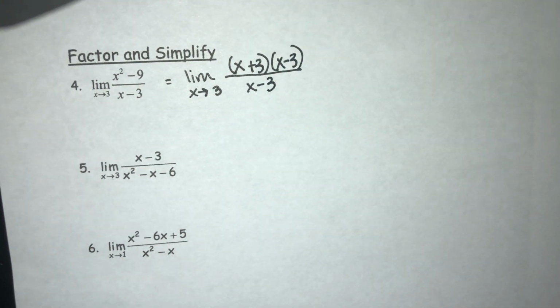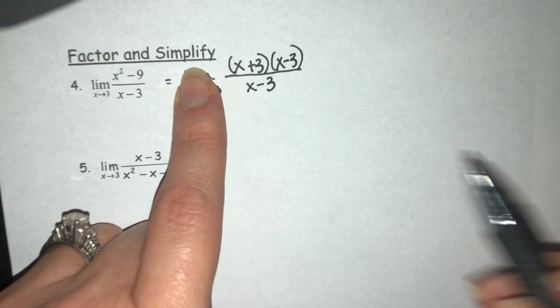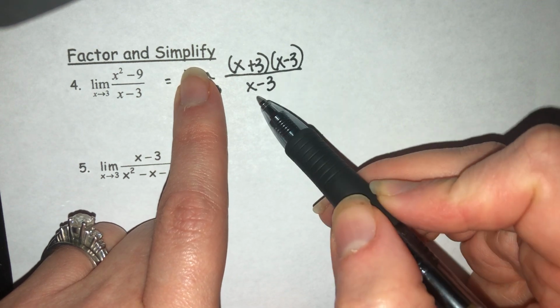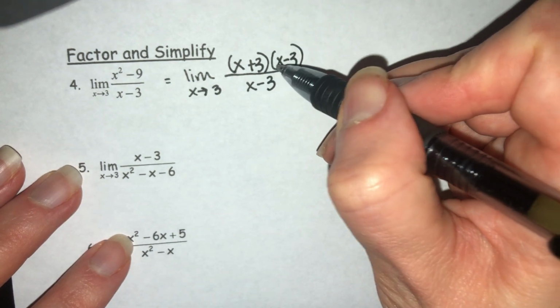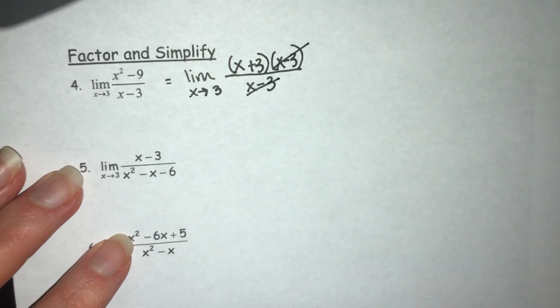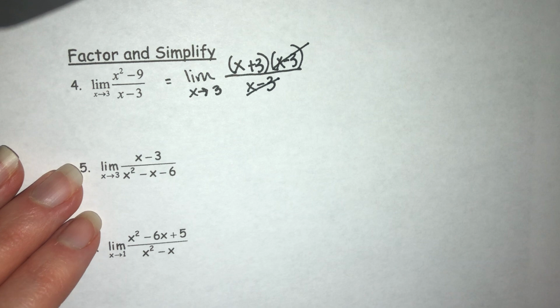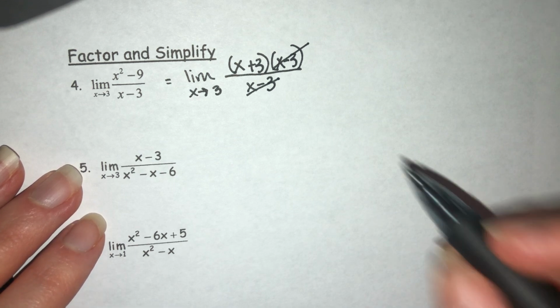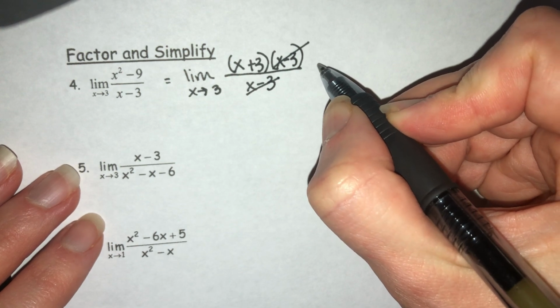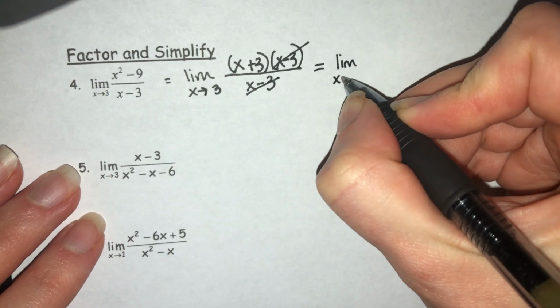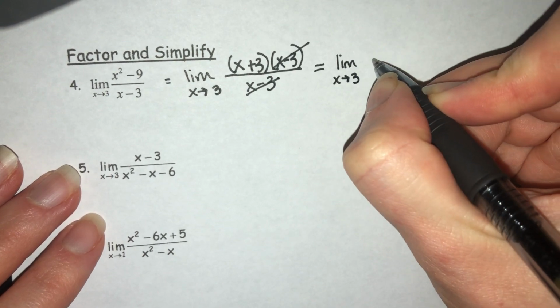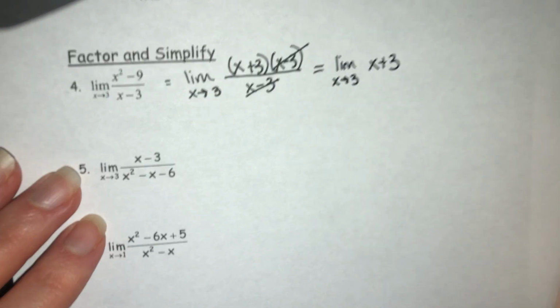Okay, so we did the factor part. The next part is to simplify. We have a set of common factors here: x minus 3 on the top, x minus 3 on the bottom. So those simplify, because any number divided by itself is equal to 1, except for 0. 0 divided by 0 is undefined. But anyhow, now the limit as x approaches 3 of x plus 3 is all that's left.